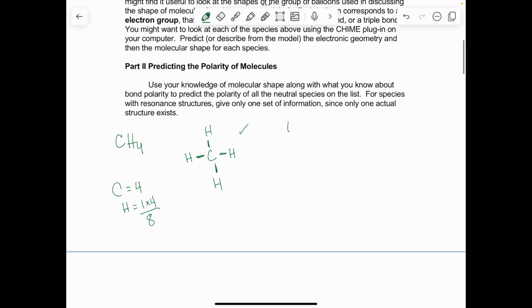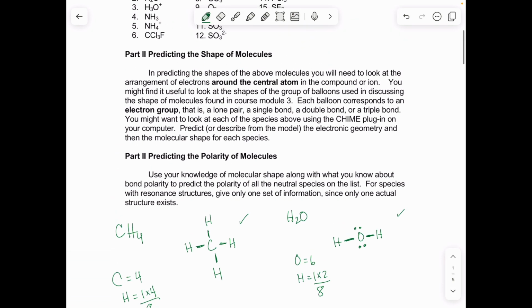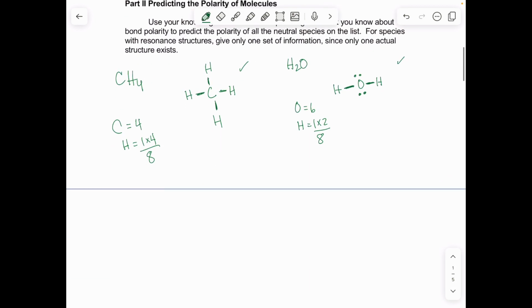All right, H2O. Oxygen is in the center. Hydrogens are attached. Oxygen has 6 valence electrons. Hydrogen has 1. And there are 2 of them for 8. So there are 2, 4 already added. 6, 8. There's the Lewis structure for H2O. Hydrogen does not want 8. It's an exception to the octet rule.